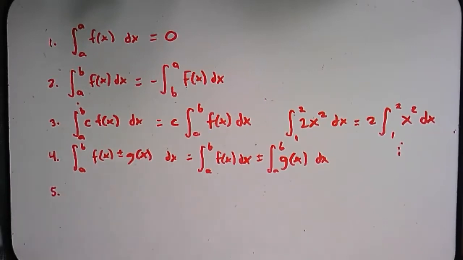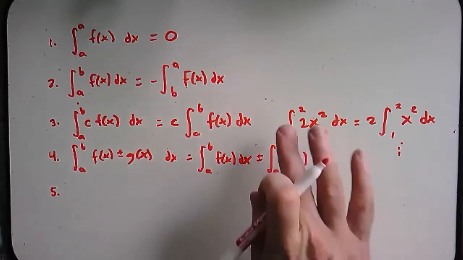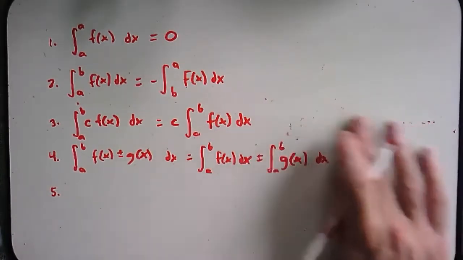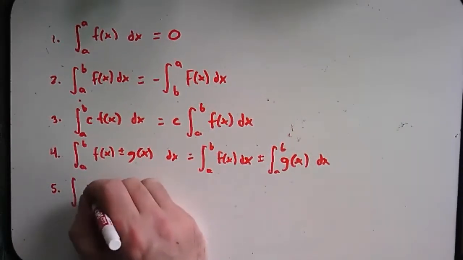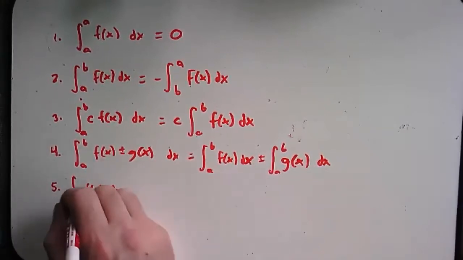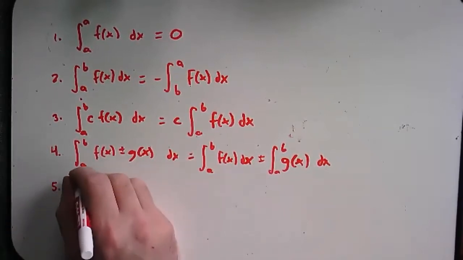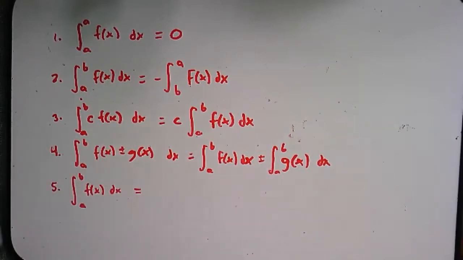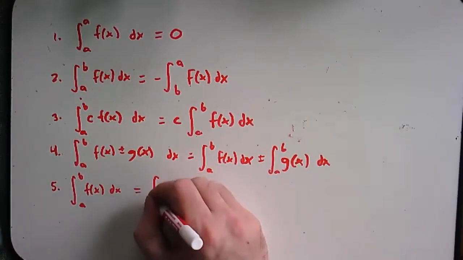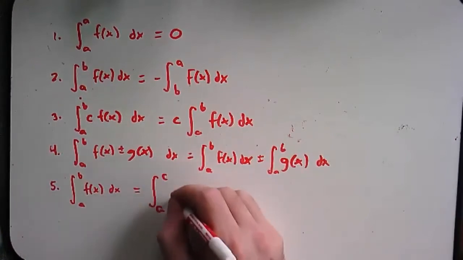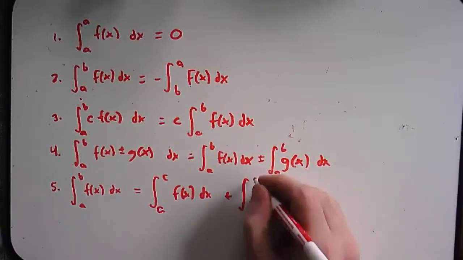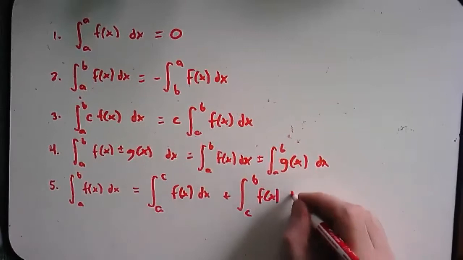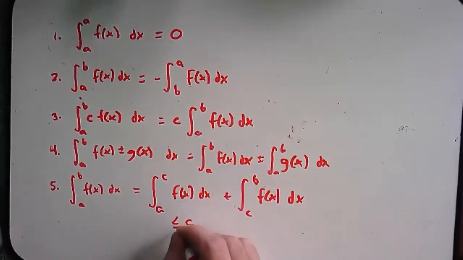Okay, last one, and this one I think is best illustrated with a picture. This says that if we wanted to take the definite integral of some function f of x from a to b, we could do that in 2 parts. We could go from a to c, and then we could go from c to b, as long as c is somewhere in between a and b.